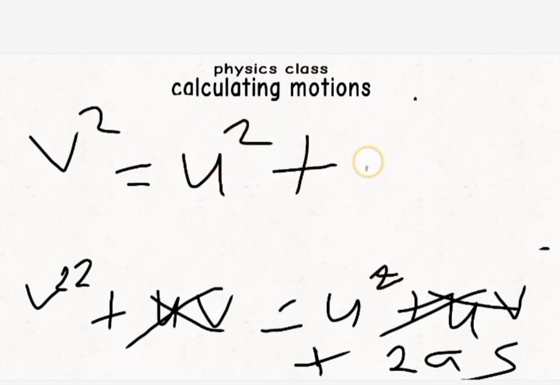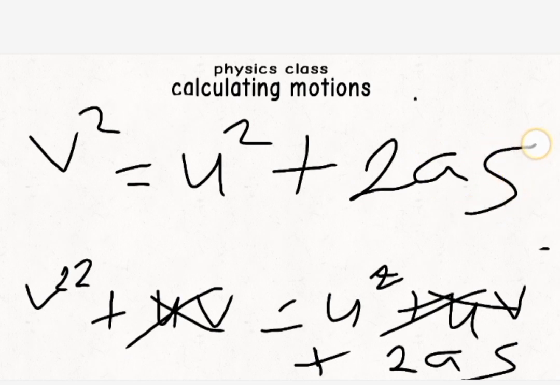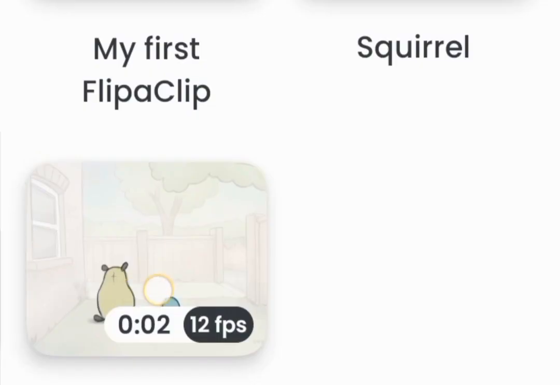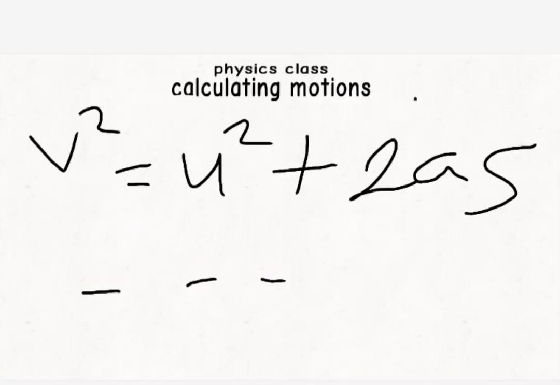So that is the fourth equation of motion. So that is it for today's lesson. In the next lesson, we'll be using these equations to solve some calculations.